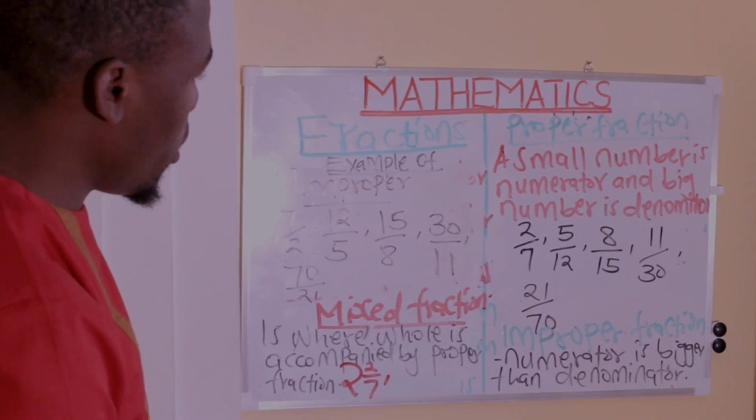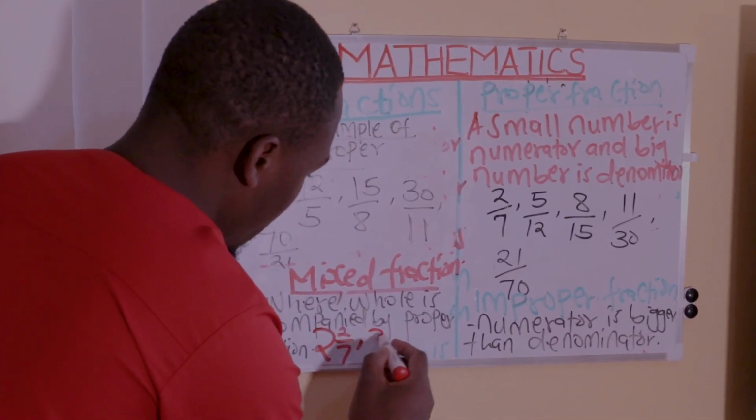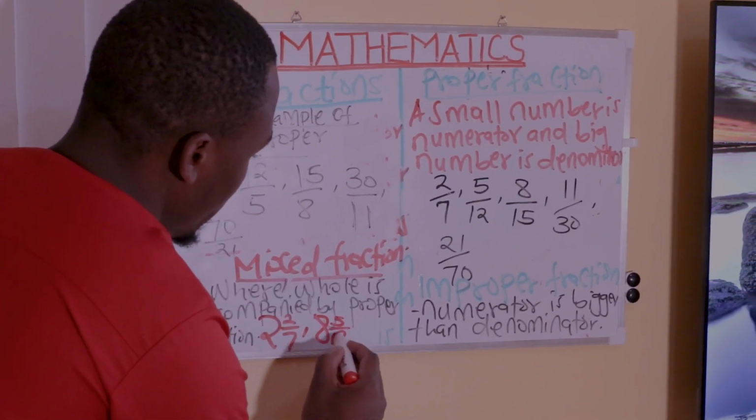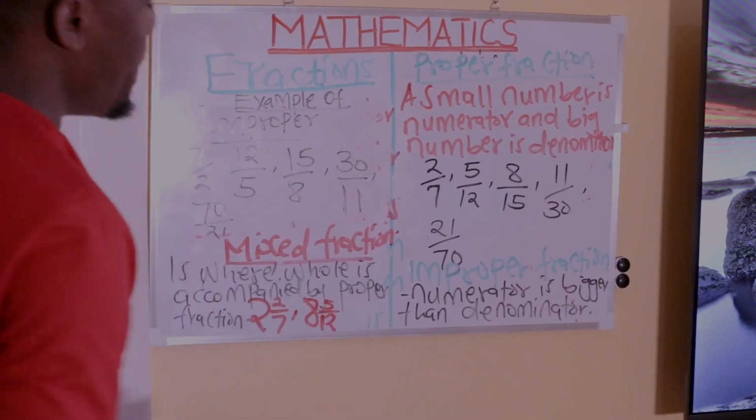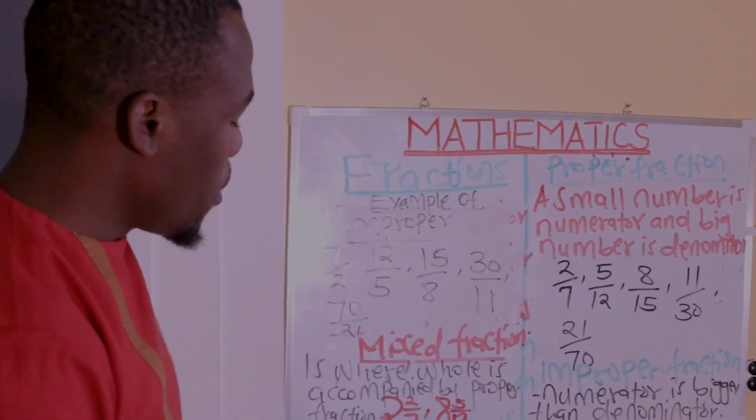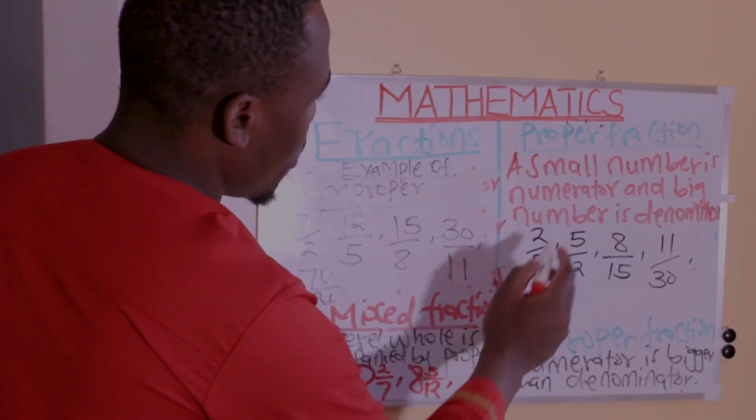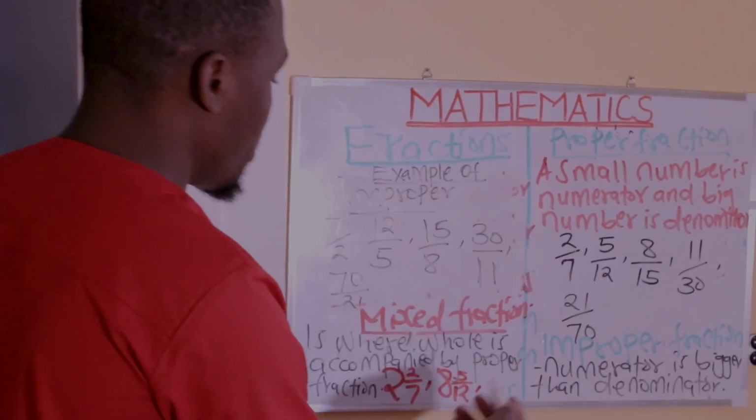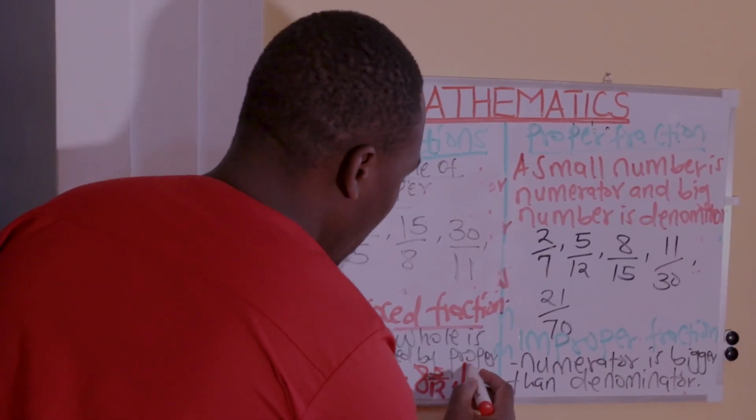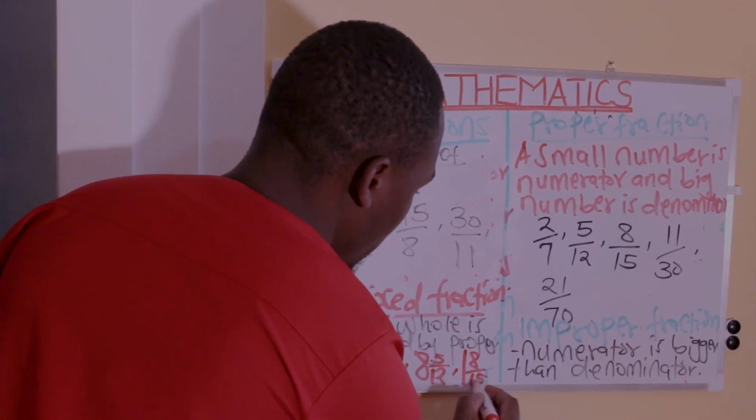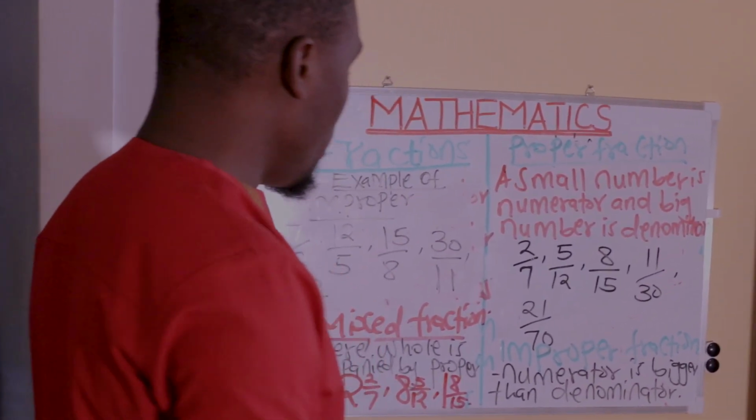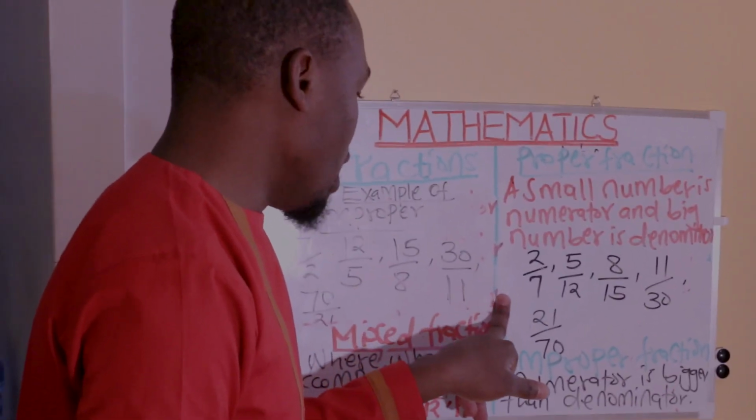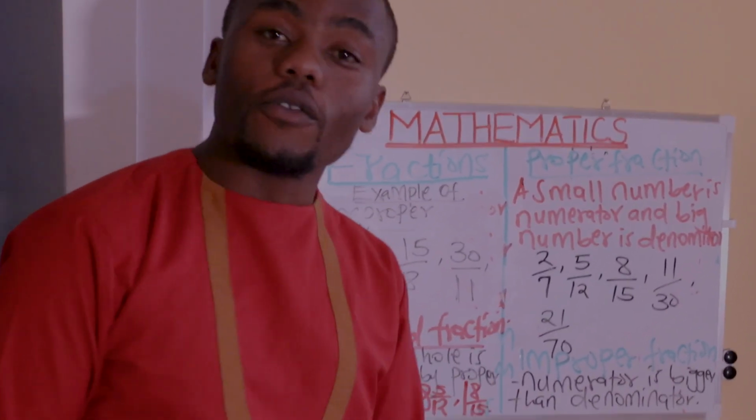Another example is, let's say, 8 and 5 out of 12. That is another example of a mixed fraction. We pick another proper fraction, 8 out of 15. We attach a whole number. We can decide to attach, for example, 1 and 8 out of 15. Just to mention a few. You can still go to the comment section and mention your own types of fractions based on how you've understood.